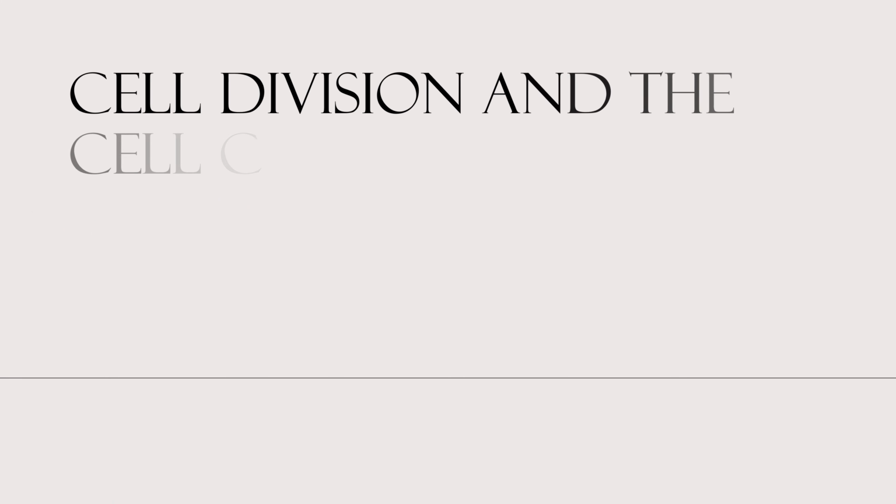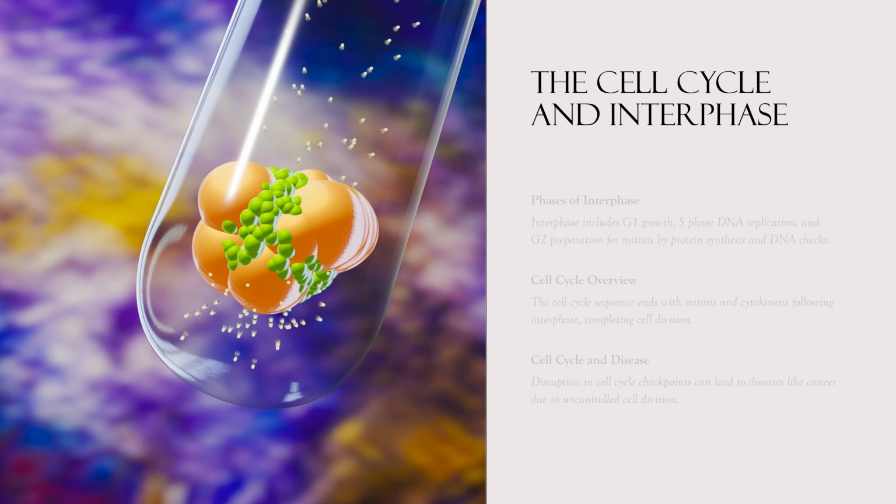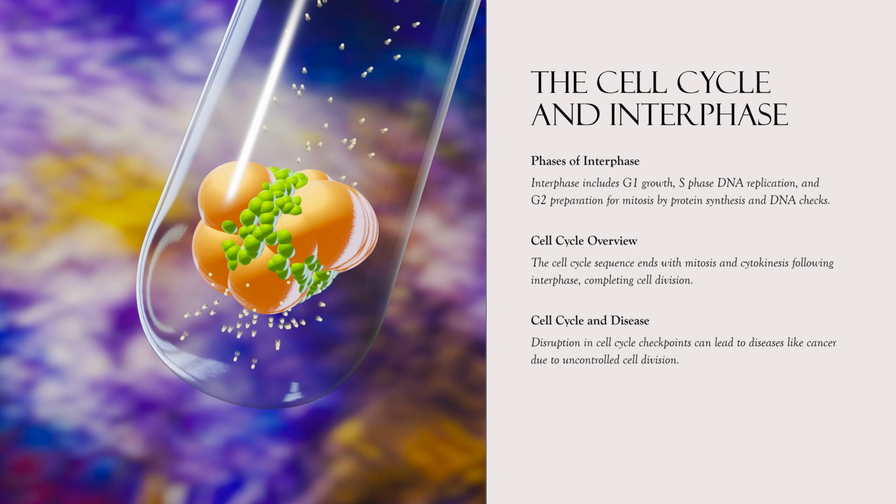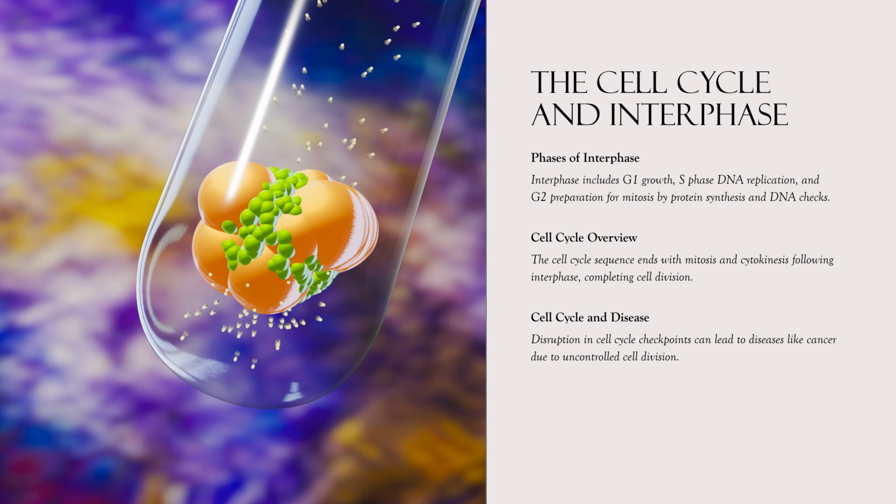The cell cycle and interphase, mitosis, and its significance. The cell cycle describes the sequence of events leading to cell division and is divided into interphase, mitosis, and cytokinesis. Interphase is the longest stage and includes the G1, S, and G2 phases. During G1, the cell grows and synthesizes proteins. The S phase involves DNA replication, ensuring genetic continuity. In G2, the cell prepares for mitosis by producing spindle proteins and checking for DNA damage. Understanding interphase is important because it explains how cells maintain size and function between divisions.